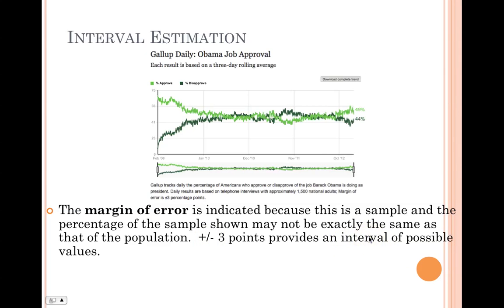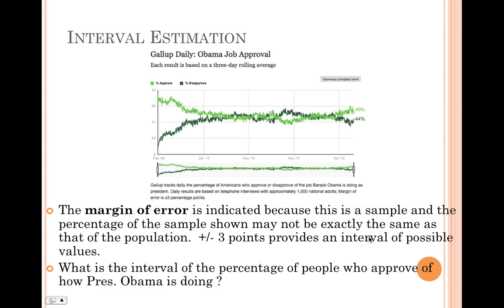Population may not be 49% or 44%, so plus or minus 3 points provides us with an interval or a range of possible values. So knowing that a margin of error gives us an interval, what is the interval of the percentage of people who approve of how President Obama is doing as of this date, which was October 2012? Well, if we take the 49% and we subtract 3 percentage points, and we take 49 and we add 3 percentage points, it gives us a range of values that range from 46, 49 minus 3 is 46, to 49 plus 3, which is 52.